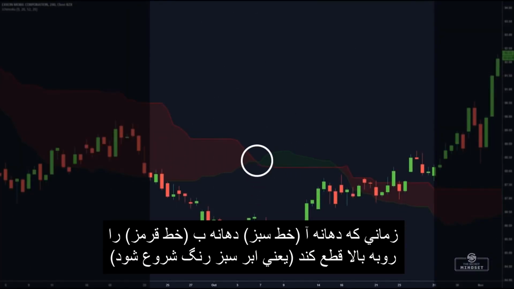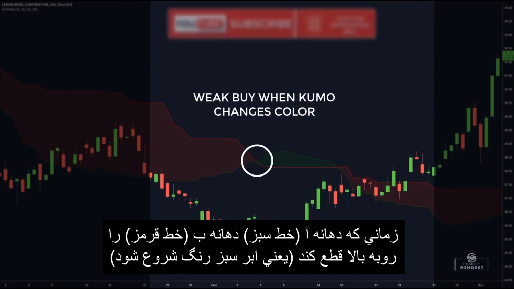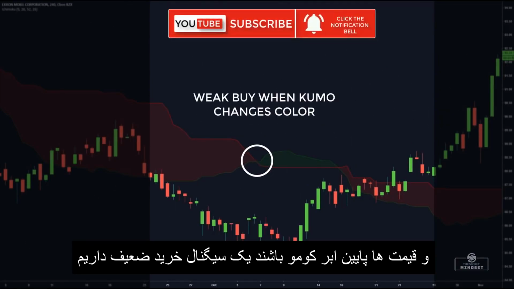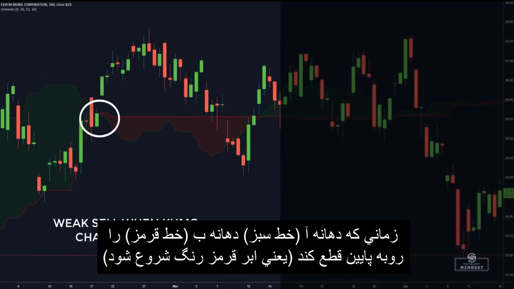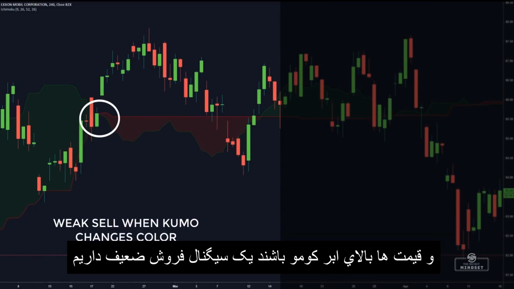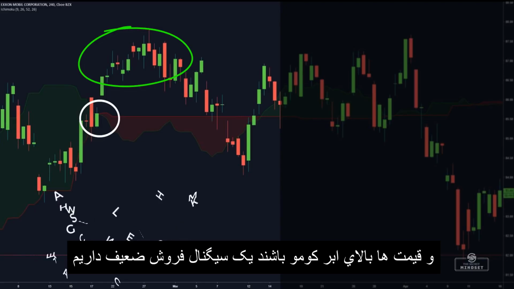When span A cuts span B from the bottom to the upside and prices are positioned below the Kumo cloud, we have a weak buy signal. And when span A cuts span B from the upside to the bottom and the prices are positioned above the Kumo cloud, we have a weak sell signal.